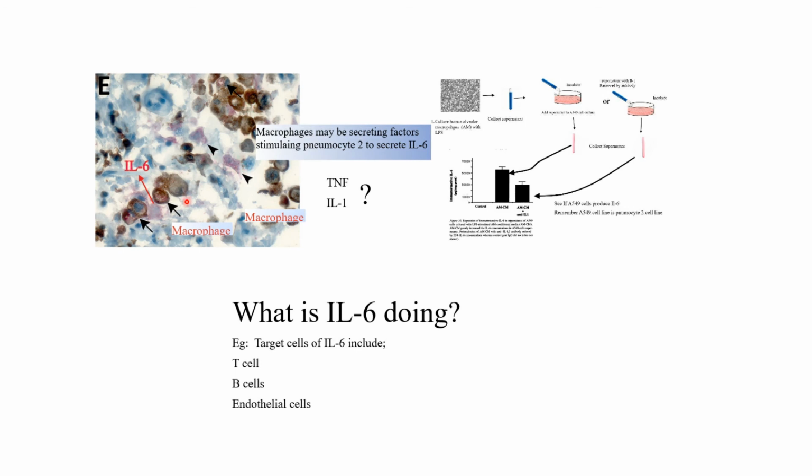Maybe the substances have diffused from other macrophages to make these pneumocyte 2 give out IL-6. This experiment is going in line with the fact that pneumocyte 2 have been shown in histological specimens of autopsy patients to be producing IL-6.